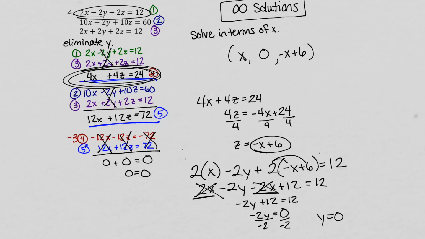All right, so there is my solution in terms of x. So when you're solving those infinite solutions, you will get a variable, you'll get a number, and you'll get something in terms of another variable. So that is the notes for solving by elimination.